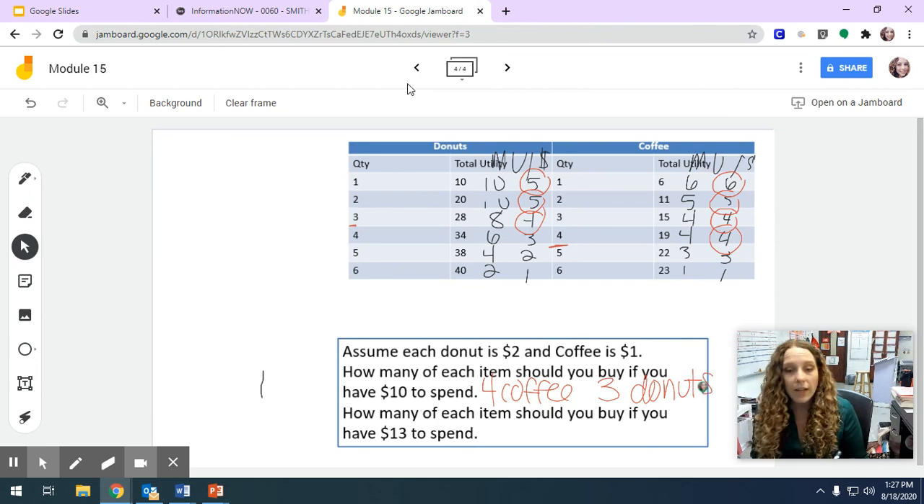Okay, if I've got $13, which means I've got another 3, I can just continue that process on down. So I was right there. The next place I would want to go would be, let me switch colors. I'd go right here. So that's $11 I'm at. Then I'd come over here, 12 and 13. So then I would be at 5 coffees and 4 donuts.